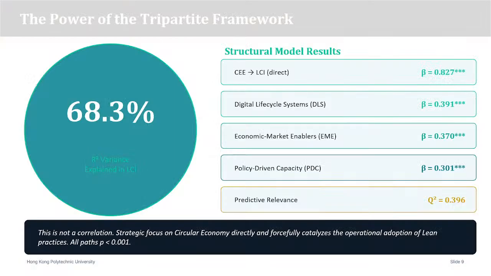This is the main result. 68.3% of the variance in lean construction implementation comes from the three pillars of circular economy. As we can see, the indirect relationship of the digital life cycle and circular economy with lean construction implementation has a beta equal to 0.827, and then the digital life cycle beta, economic market, and policy, and all the betas inside it. Also, our model gave good predictive relevance. If we use our model in future, it is good for prediction.